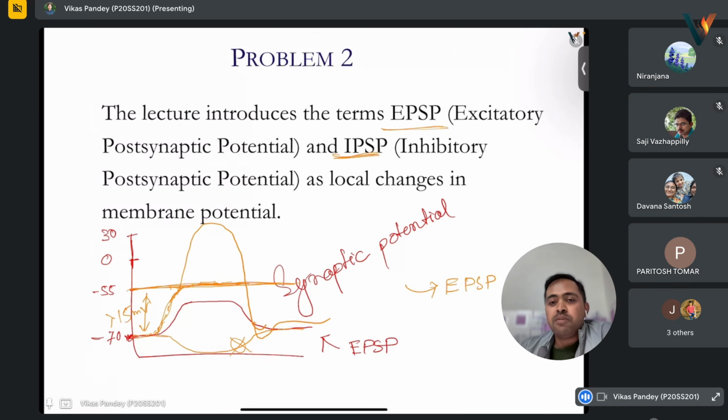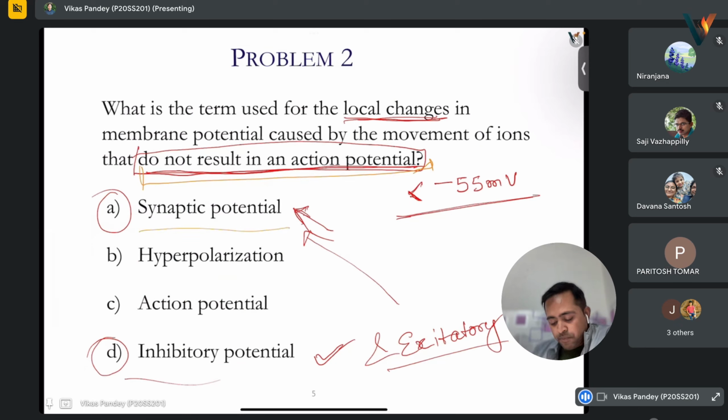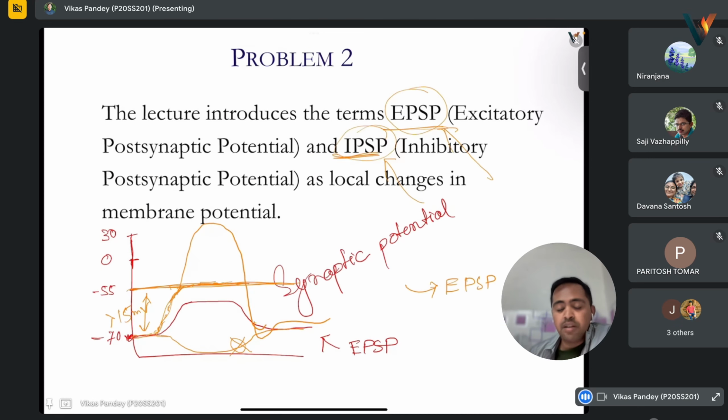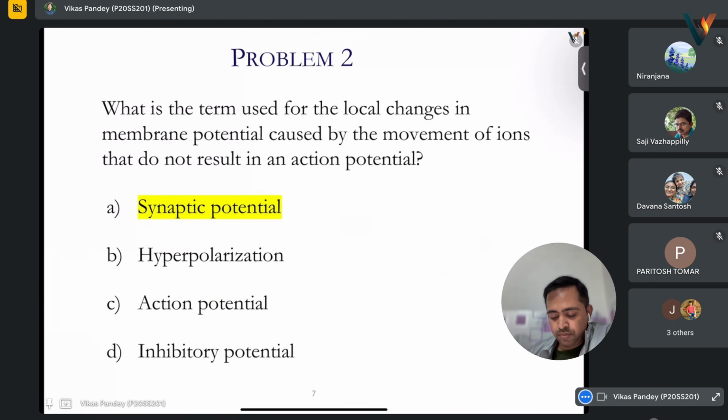So that is what I am saying, that EPSP and IPSP are those things that will not result in action potential, right? And these together are called synaptic potential. So if we say inhibitory potential, that is also partially correct, but along with that, it should be excitatory for synaptic potential also, right? These together will form the synaptic potential. Fine. So synaptic potential will be the correct answer.